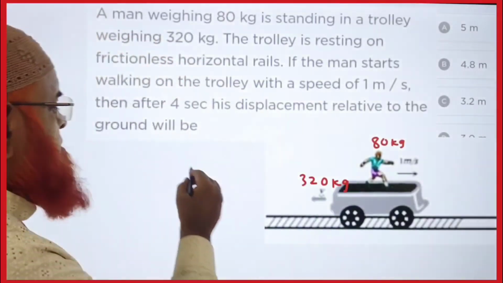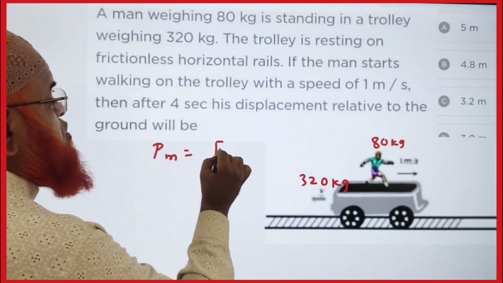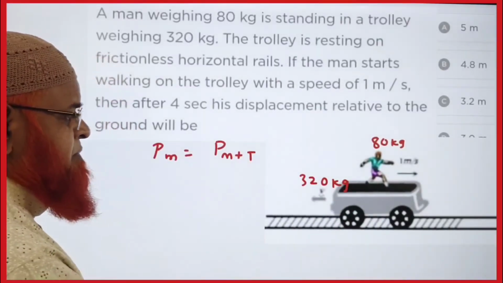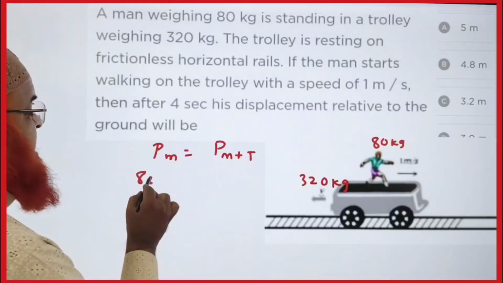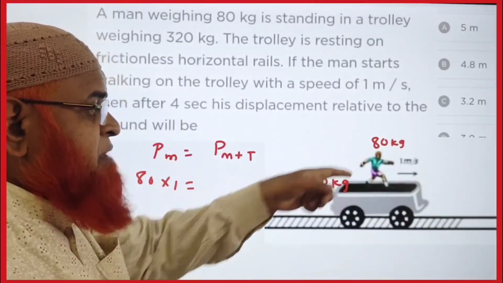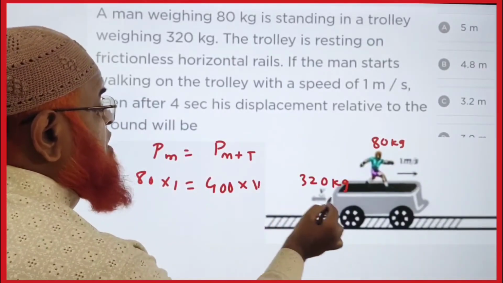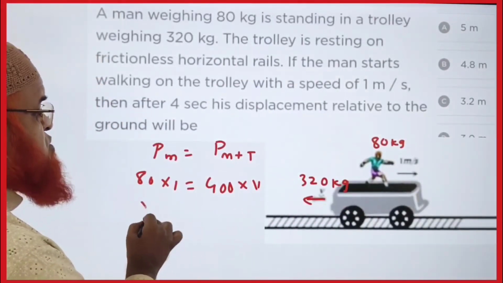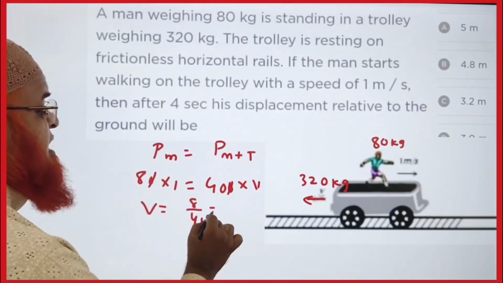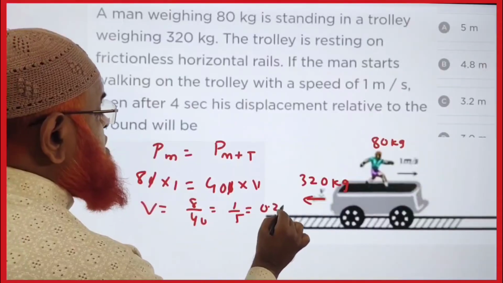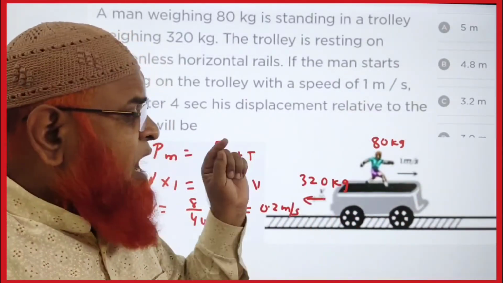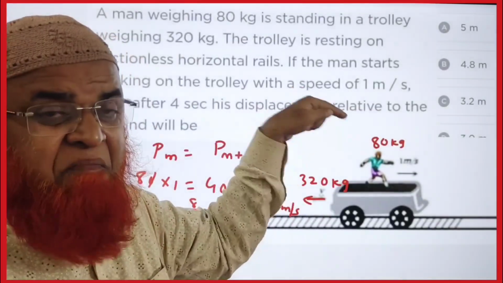That's it. See here, the momentum of the man is equal to the momentum of the man plus trolley, because both combined together they are moving. So the momentum of the man is 80 into 1, which is equal to the mass of the man and the trolley combined, which is 400, into the velocity of the trolley in the backward direction. So the velocity of the trolley is going to be 8 by 40, because the 0 gets cancelled here. It is going to be 1 by 5, which is 0.2 meter per second. It is going to be the velocity of the trolley in the backward direction. You have to find out what is the pure velocity of the man.